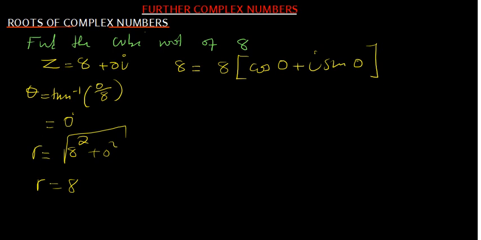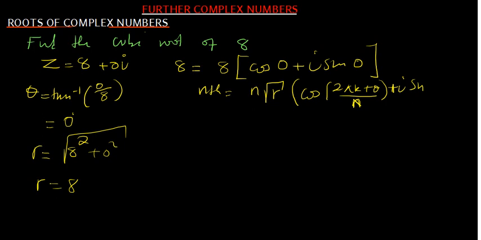Okay, now I want to take the cube root. Remember when I'm taking the cube root or the nth root, what you do is, the nth root is given by the nth root of r, open brackets, we have cos of 2 pi k plus theta, divided by n, this is the n here, and then plus i sin of 2 pi k again plus theta, divided by n.